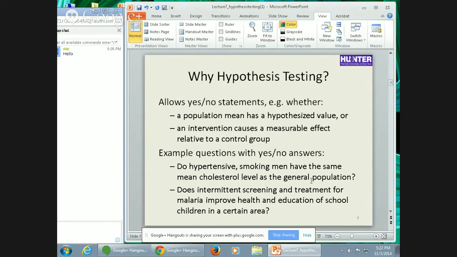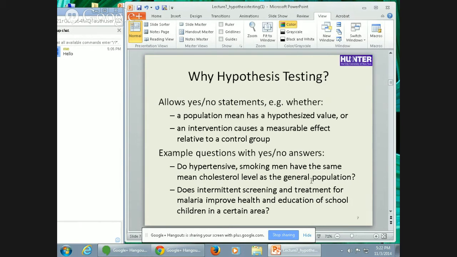So we do hypothesis testing when we want answers to yes/no questions. The confidence intervals are about estimating the mean and giving a range of uncertainty. And this is about an answer. For example, does a population have a specified mean, or do we have evidence that it is different from this specified theoretical value? Or does some intervention have a measurable effect in a treatment group compared to a control group?